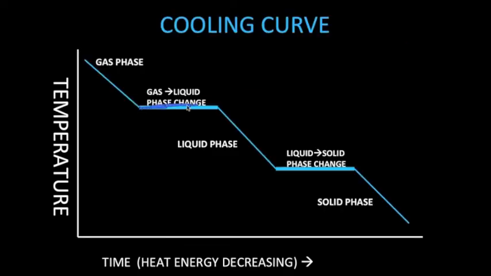And in a cooling curve, the upper flat line indicates condensation is occurring, and that's the condensation point. And the lower flat line indicates freezing is occurring, and that's the freezing point. And the freezing point is indicated by a temperature.